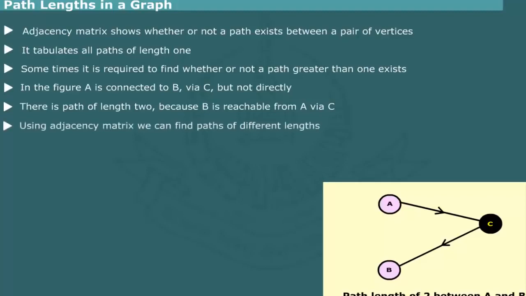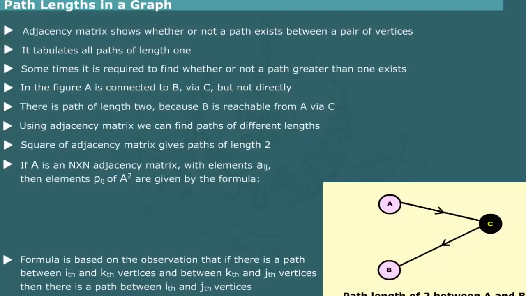Using adjacency matrix, we can find paths of different lengths for a graph. It can be shown that the square of the adjacency matrix gives paths of length 2. If A is an adjacency matrix with element Aij in the ith row and jth column, then the element Bij of A square is given by the following formula for matrix multiplication, where sigma denotes the sum obtained by varying k from 1 to n.